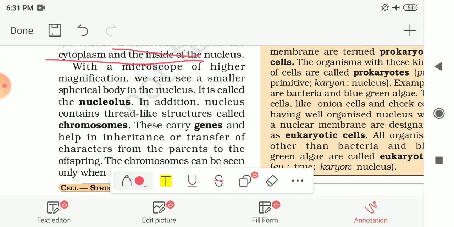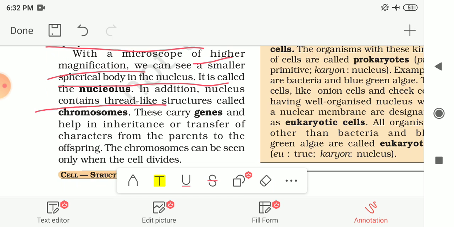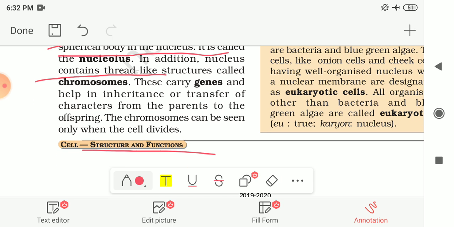With a microscope of higher magnification, we can see a smaller spherical body in the nucleus. These smaller bodies in the nucleus, which are also shown in the previous figure, are known as the nucleolus. In addition, the nucleus also contains thread-like structures called chromosomes, which carry the genes and help in inheritance, that means transfer of characters from the parents to the offspring. That means as a heritage what we are getting from our parents is known as inheritance.